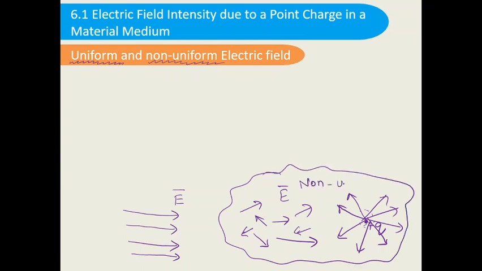Non-uniform means that at different positions the electric field is changing. At position A, the electric field is something, at position B, it is something else. Here also at position A, the electric field is something, at position B, something else. Then this is called a non-uniform electric field. This is called a uniform electric field because whether you consider point A or point B, the electric field is constant.